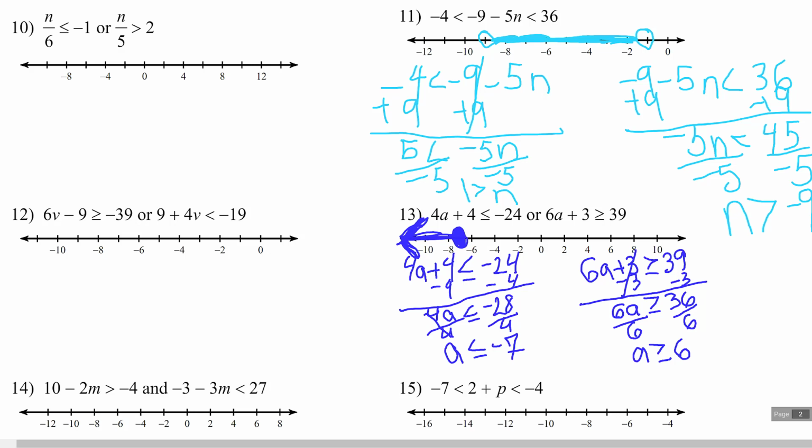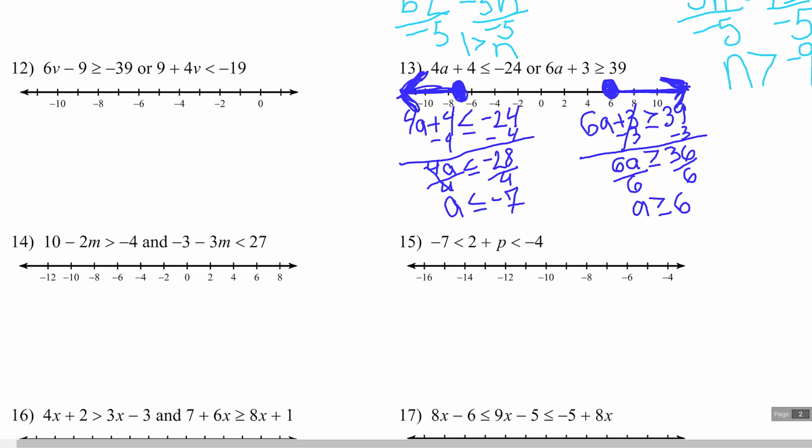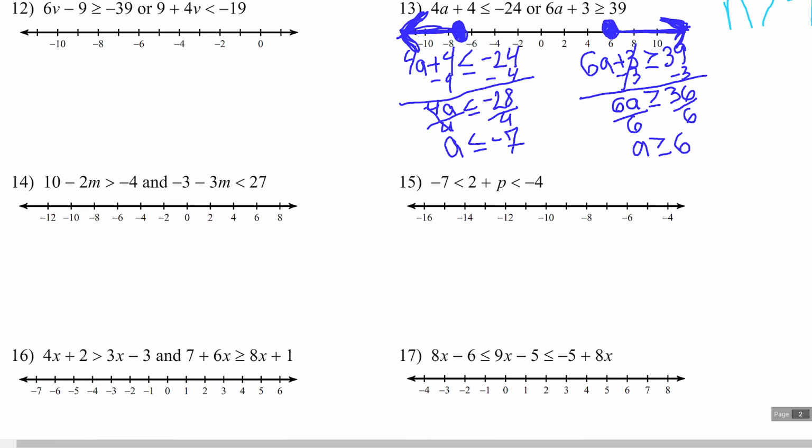A is greater than or equal to 6. So over here at 6, again, we want a closed circle. Greater than goes to the right. So we can draw it to the right. I hope you're finding these helpful, going over these problems for you, the ones that you were working on in class.